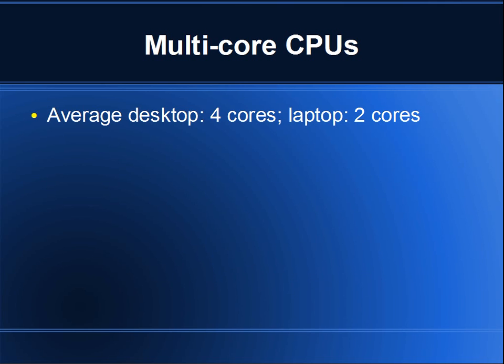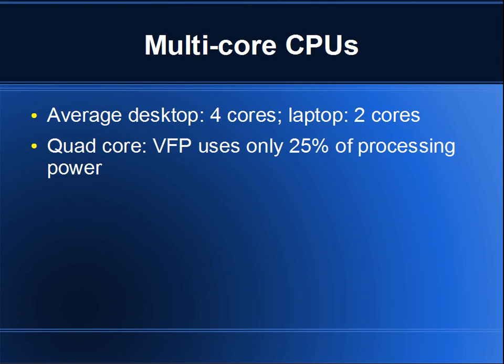Your average new desktop computer is going to come with 4 cores. The average laptop is going to have 2 cores on it. You can get 4 cores on a laptop, but probably the average lower end laptop is going to have 2 cores. And unless you get down to smaller devices like netbooks, it would be pretty difficult to find a single core machine today. And FoxPro is going to use the equivalent of a single core. So on a quad core machine, that means FoxPro is going to use only about 25% of the processing power available on that machine.